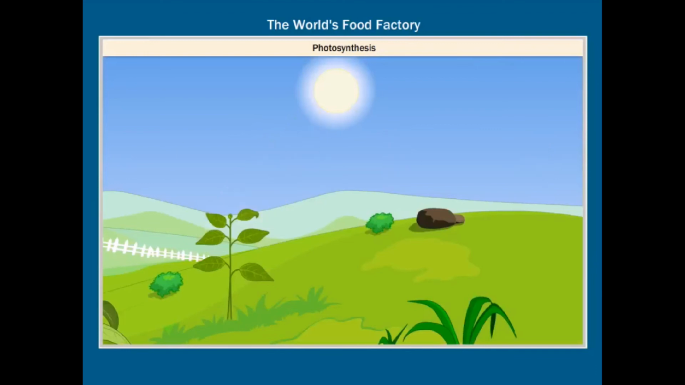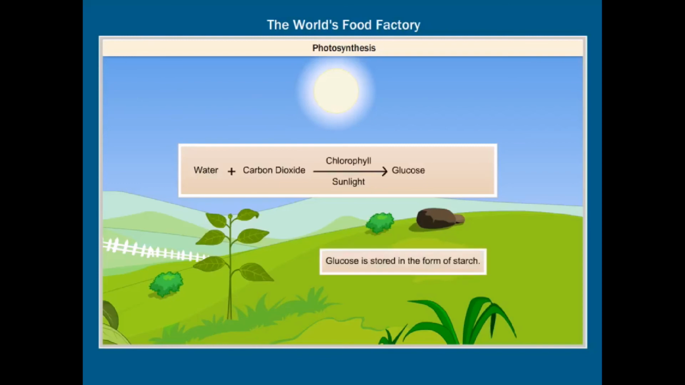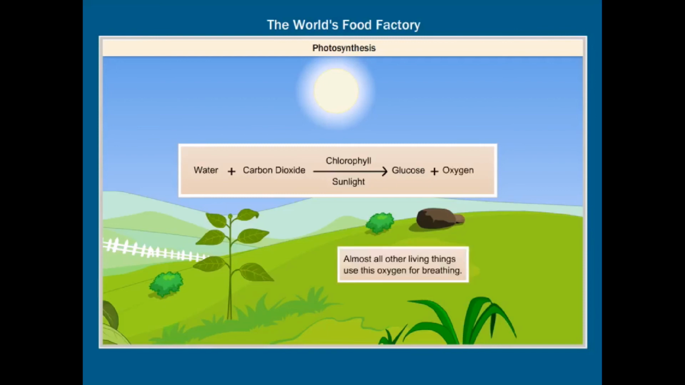combines it with water and carbon dioxide to make glucose, a form of sugar. This is then stored in the form of starch. During this process, plants release oxygen as a byproduct. Almost all other living things use this oxygen for breathing.